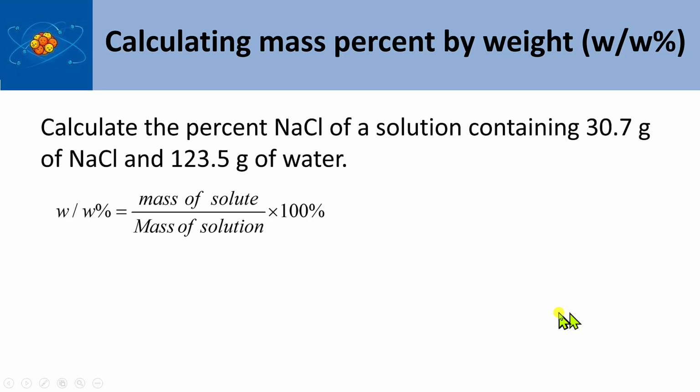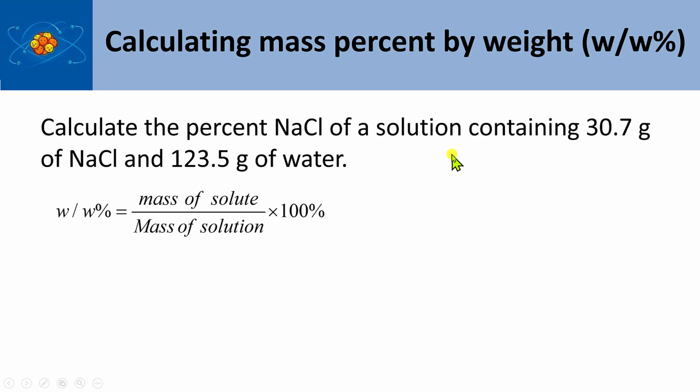So here we're going to calculate the weight percent. Like I said, often it's listed as mass over mass, but this is a weight. I've written it as such. We're going to calculate the weight percent of a sodium chloride solution containing 30.7 grams of sodium chloride in 123.5 grams of water.